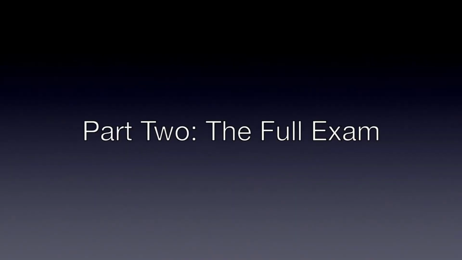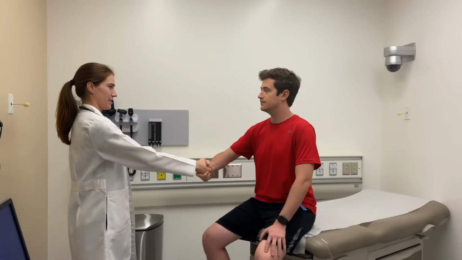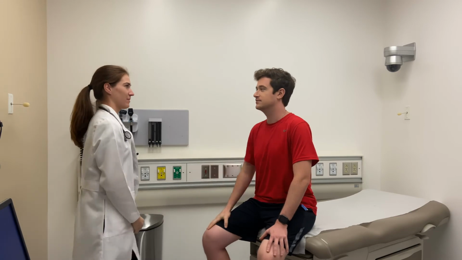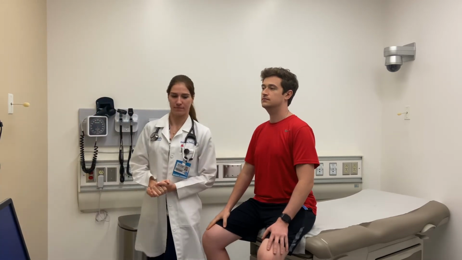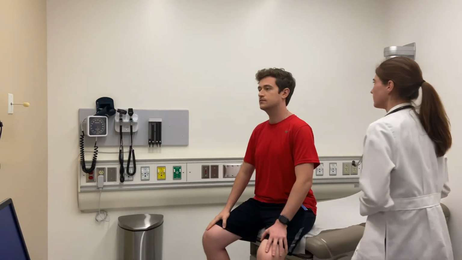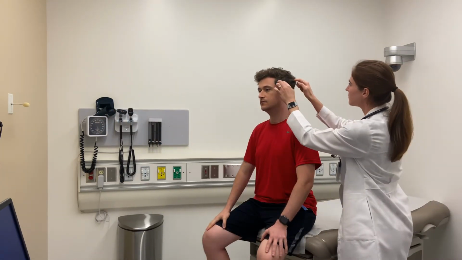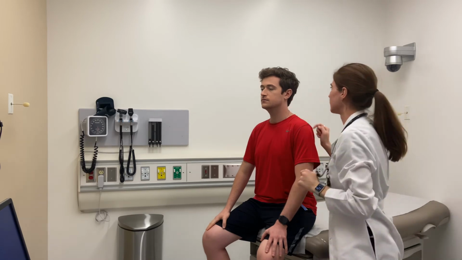In part 2 of the video, we're going to show you what it looks like when you put together everything we just demonstrated in part 1. The examiner begins by introducing herself to the patient before moving on to her broad visual inspection. Again, she's looking for any facial asymmetries, involuntary movements, rashes, lesions, or the like. She also makes sure to check the scalp.